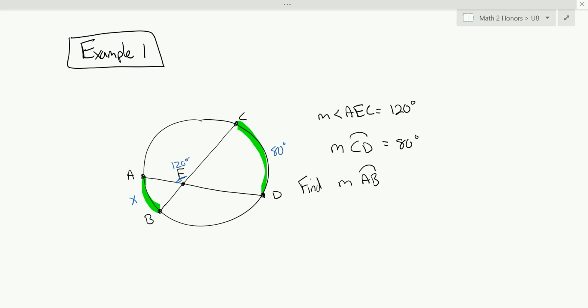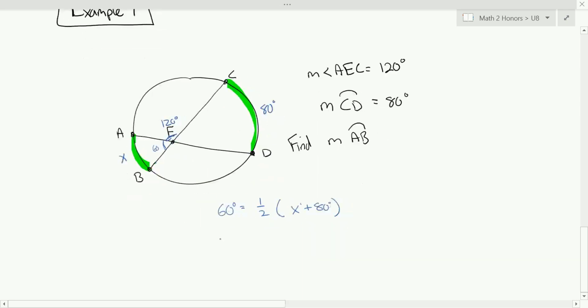Not sure? How about this angle right in here? That's going to be 60, right? Because 120 plus 60 gives you that 180 straight angle here. Those are a linear pair. And this is an angle inside the circle, so we know that 60 degrees is 1/2 the sum of the two arcs that intersect, so x plus 80. Multiply both sides by 2, and you get 120 is x plus 80, and subtract 80, and you end up with x is 40 degrees.